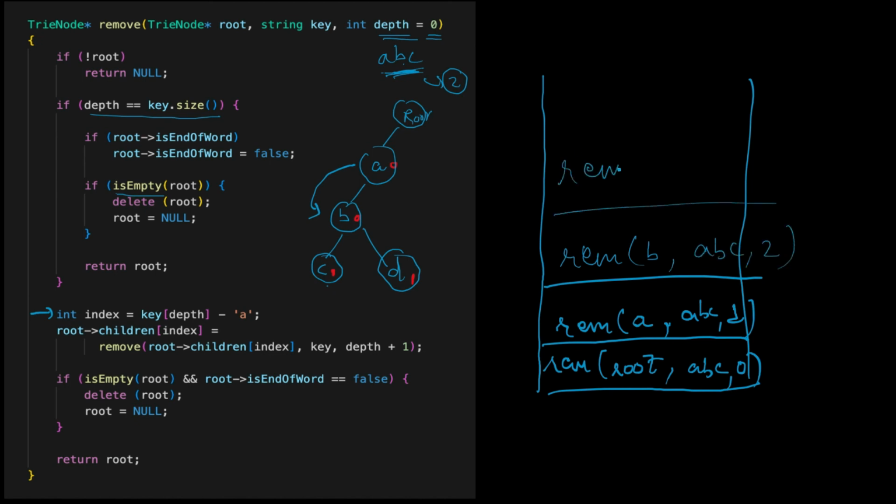Now we again call this remove function with C as the root and ABC key and 3 as the depth. Now what is next is we check here whether the depth is equal to key of size. Yes, depth is equal to key of size, yes. So first of all, what we did, if this root was end of word, then we made it false, here we made it 0. Then what do we do, if this root is empty, then we deleted this root and made it null here and returned the root here.